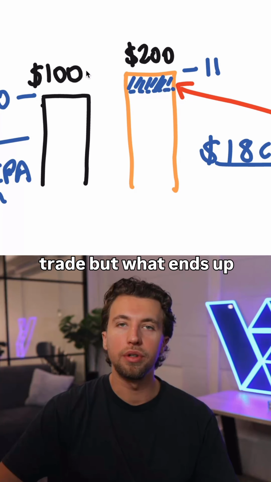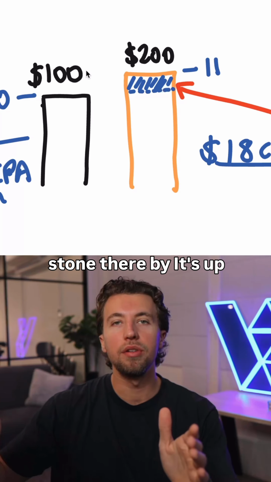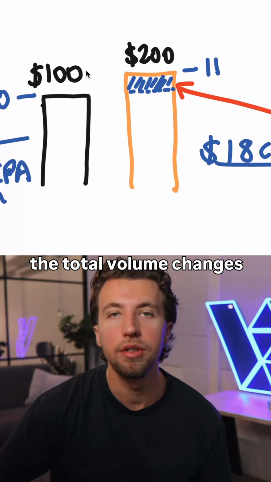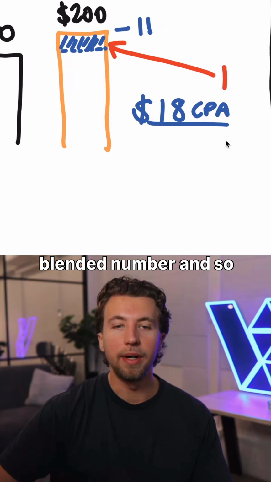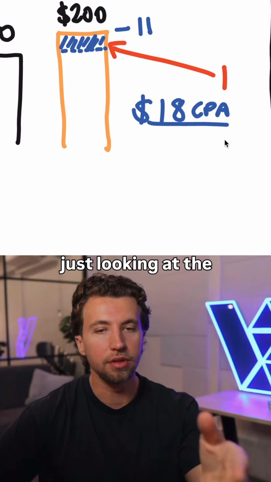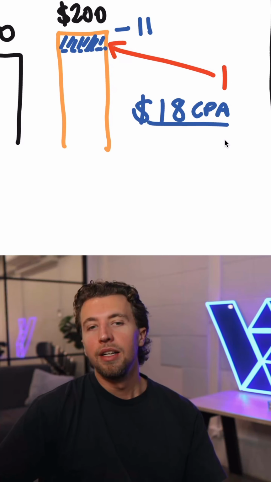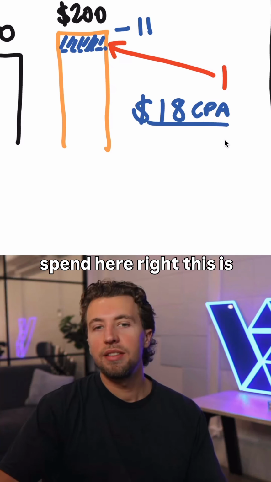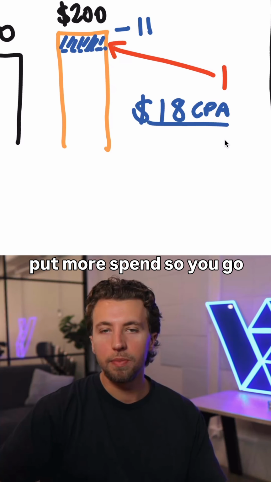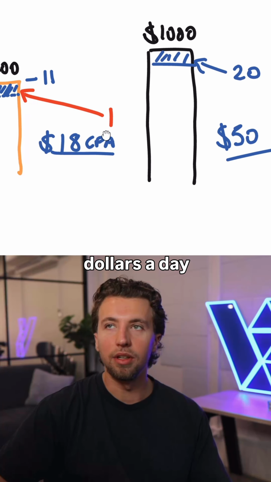So it's not a very good trade, but what ends up happening is people stepstone their budgets up and they don't look at the total volume changes and they just look at the blended number. And so let's say you do that. You're just looking at the blended number and you go, we could probably put more spend here, right? This is still outperforming everything else. Go and put more spend. So you go and take it to $1,000 a day.